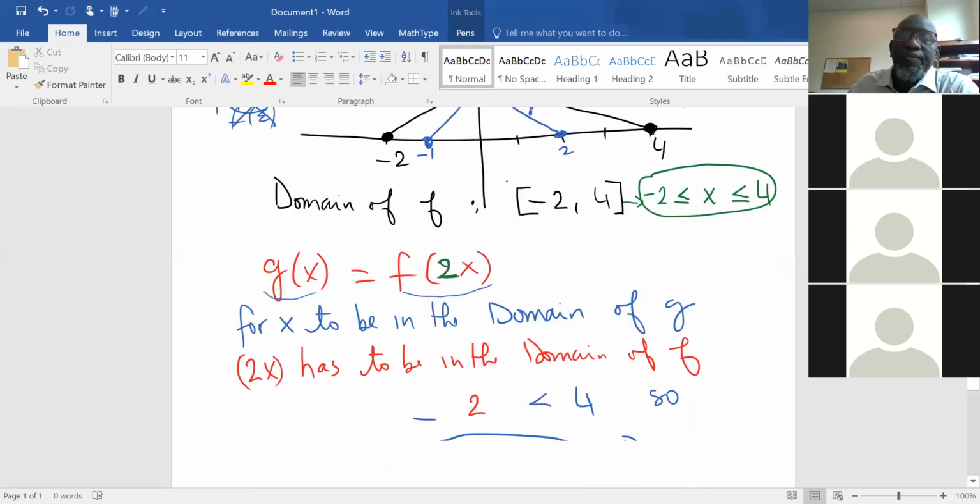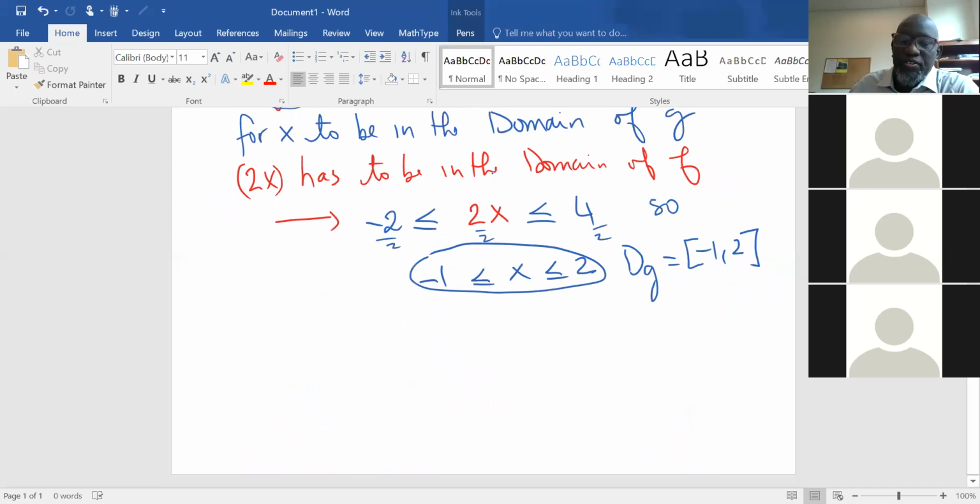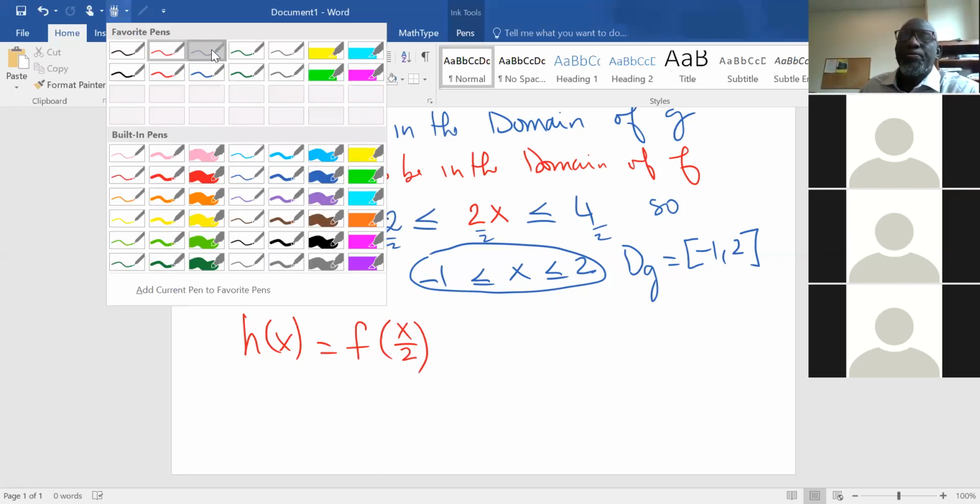So if we divide instead, let's say now we say h of x is f of x over 2. What's going to happen? The domain of h, will it be bigger or smaller than the domain of f? It'll be bigger, of course.